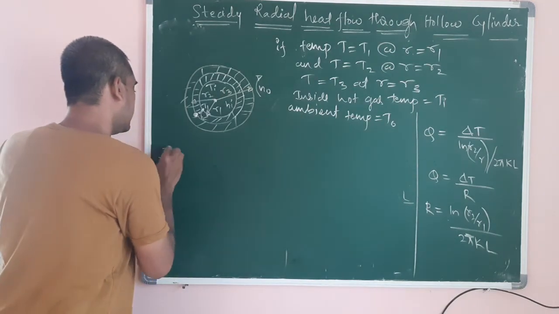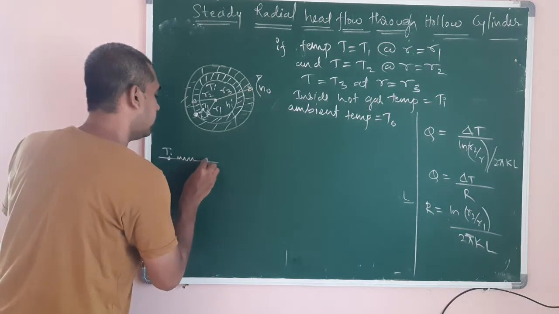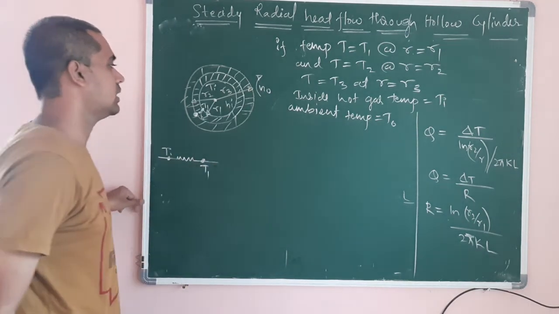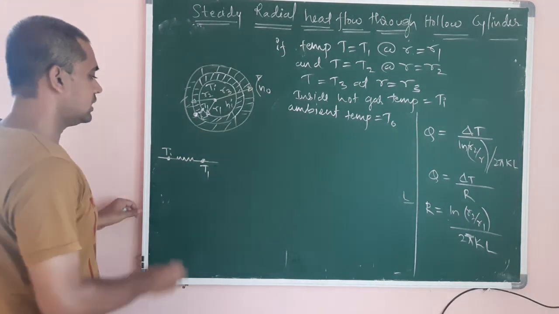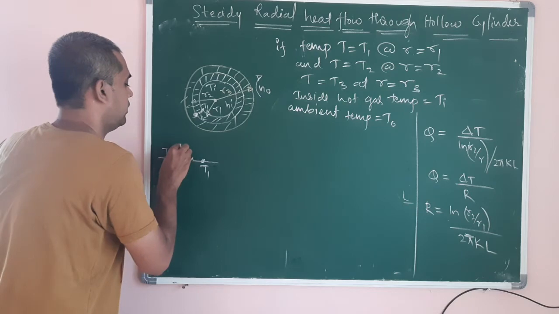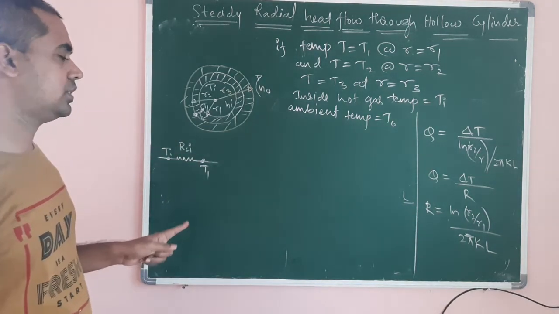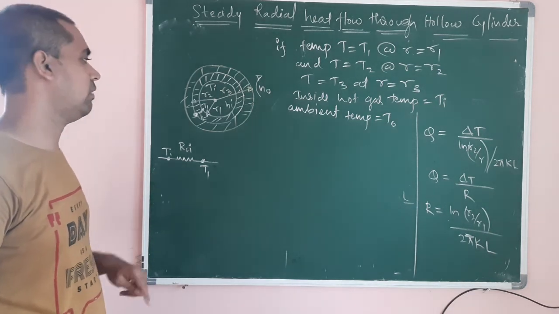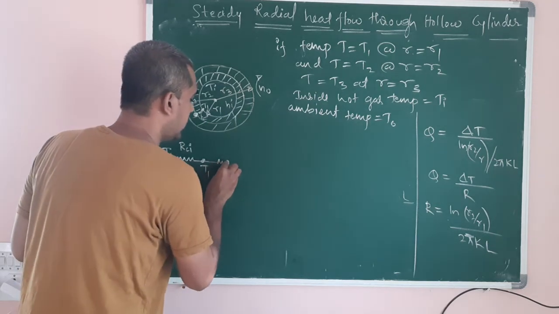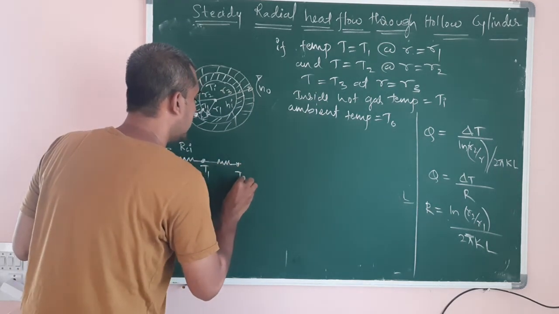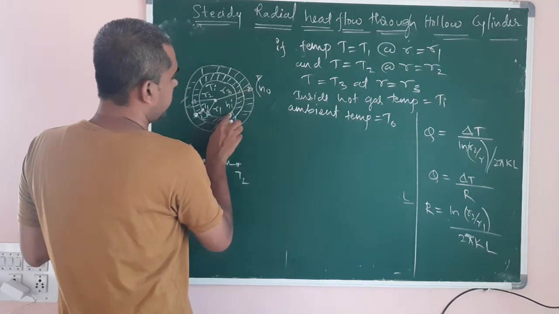What happens from the inside hot gases to the internal surface of the cylinder? If T1 is the temperature of the internal surface and Ti is the temperature of the hot gases, there will be a convection thermal resistance RCI from Ti to T1. After that, this is a solid part. From T1 to T2 there is conduction. I will call it R2. Conduction from T1 to T2.